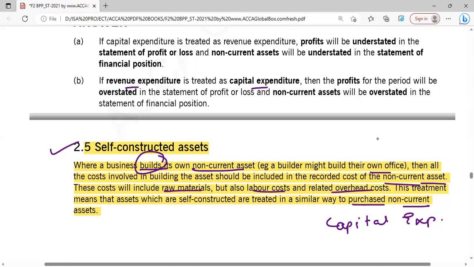So be clear, what is prudence concept? Ma'am, we can't understate liabilities or overstate the profits, nor can we overstate the assets as well.